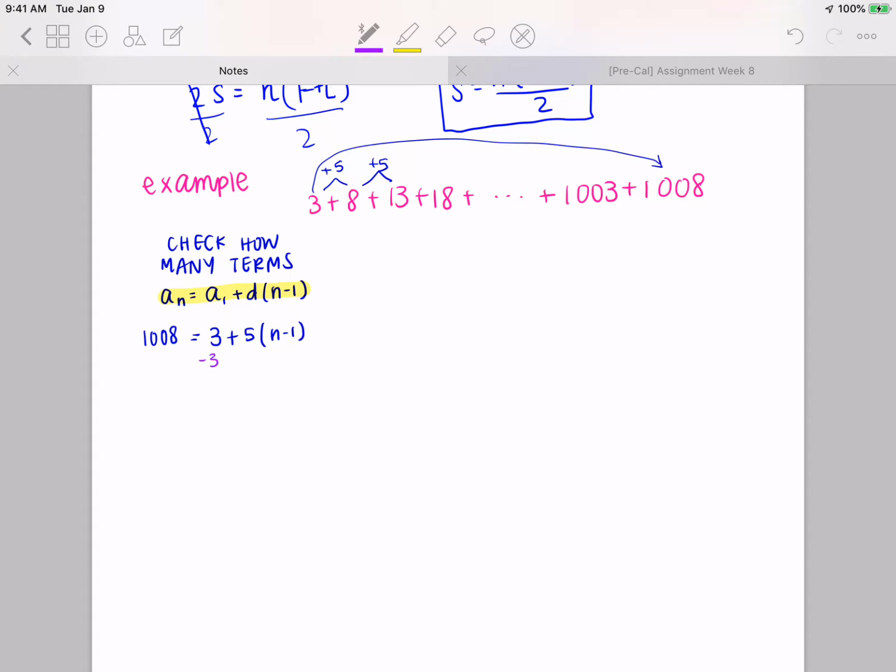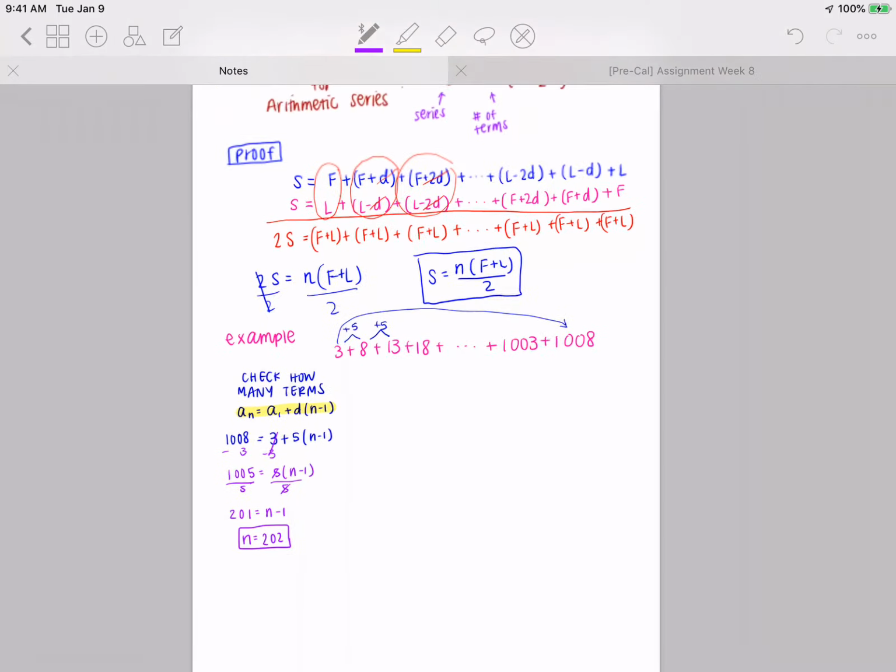So I'm going to minus 3 on both sides. 1005 equals 5 times n minus 1. Divide by 5. That is 201 equals n minus 1. So n equals 202. Okay, so I have my n ready.